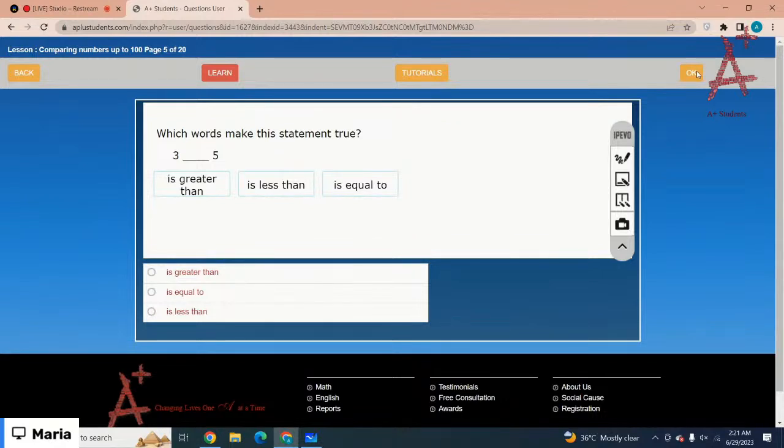Which words make the statement true? 3 is less than? Yes, 3 is less than 5.